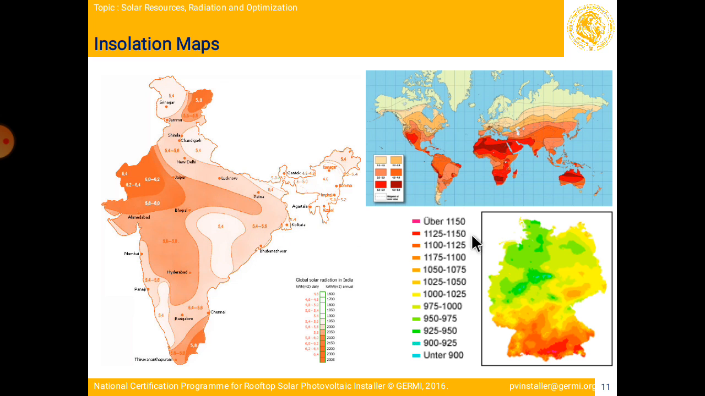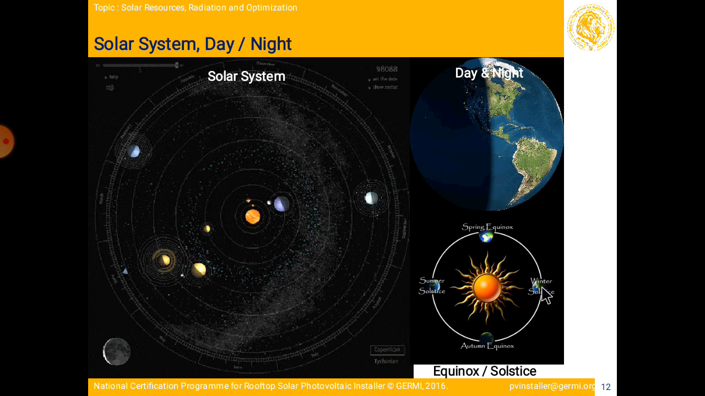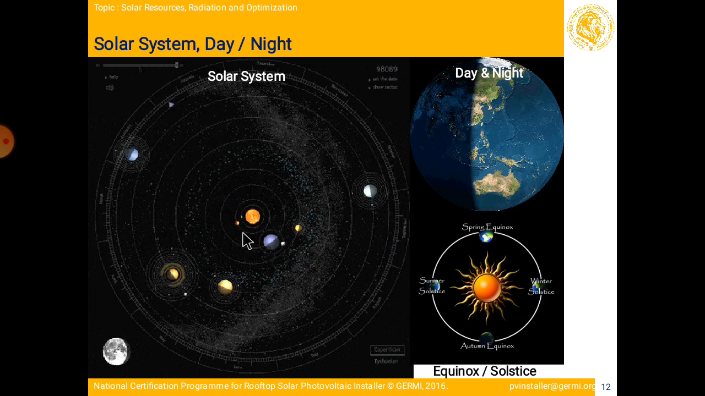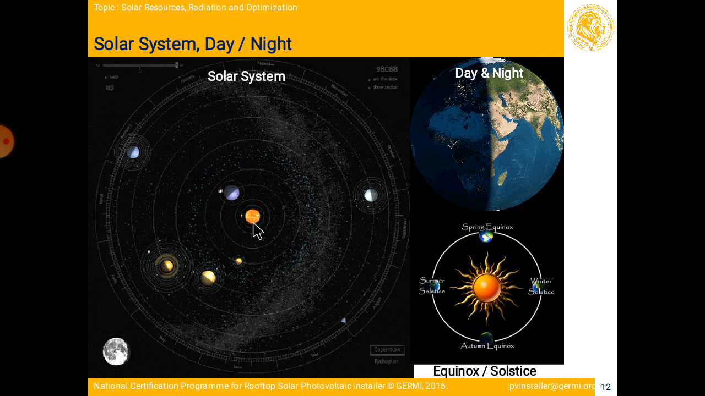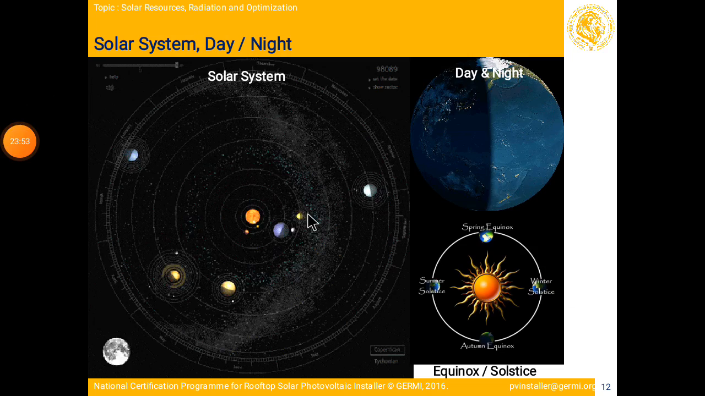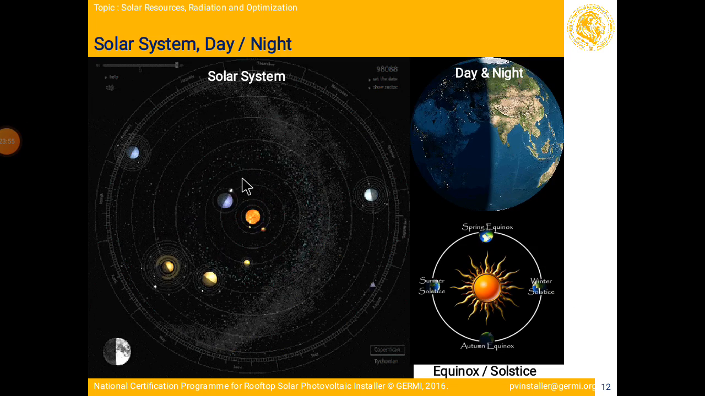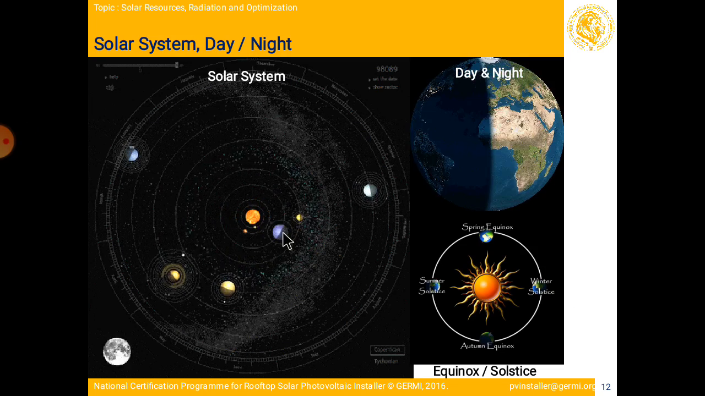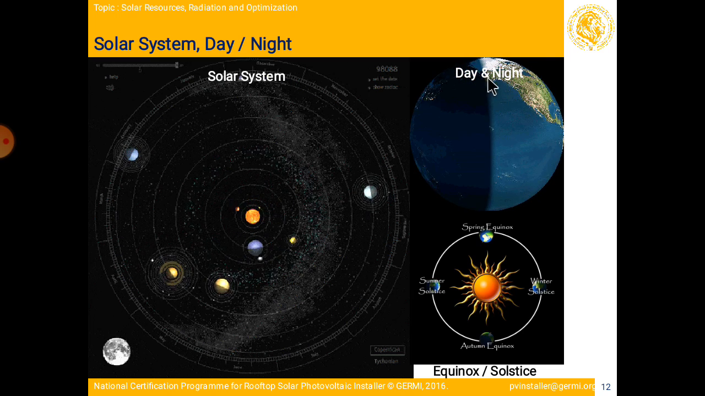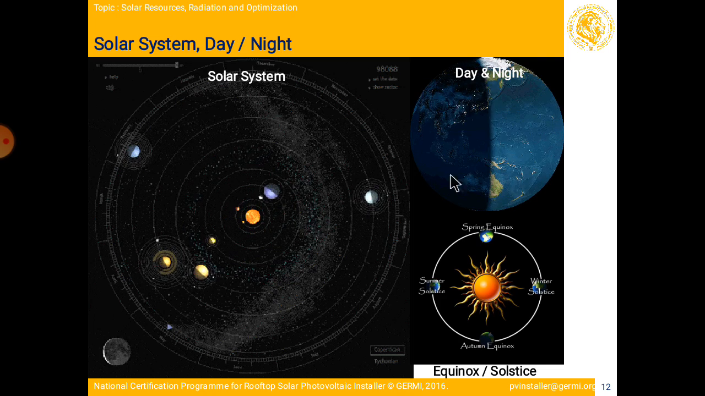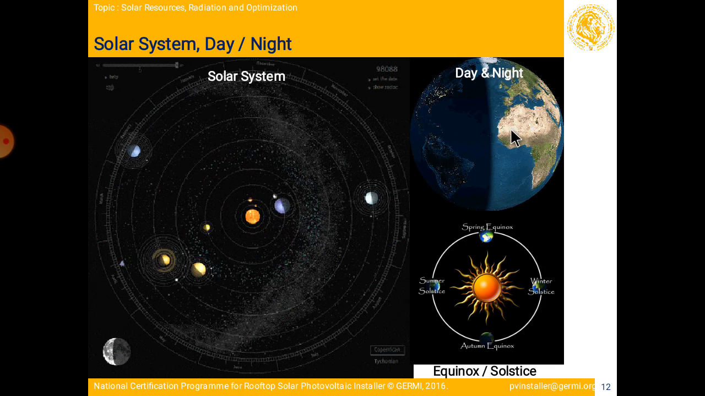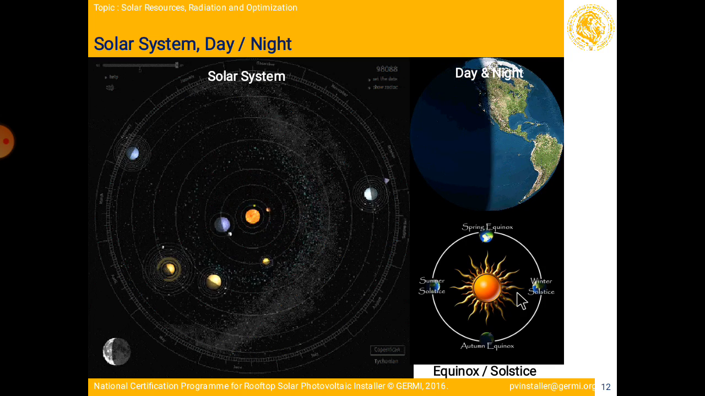So let us see the solar system, day and night. You are aware of the solar system. In the solar system, the sun is at the center point. Just because of the rotation of each and every planet, we have day or night on our planet due to the movement of the sun and the movement of the earth. You can see over here the shadow portion. This is the night, and the right side is showing the day on the earth. So this is our solar system, day and night.